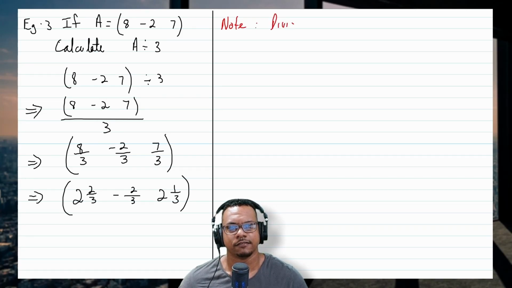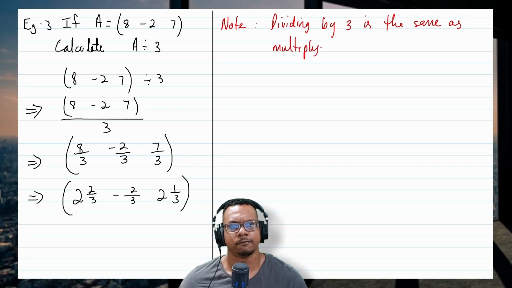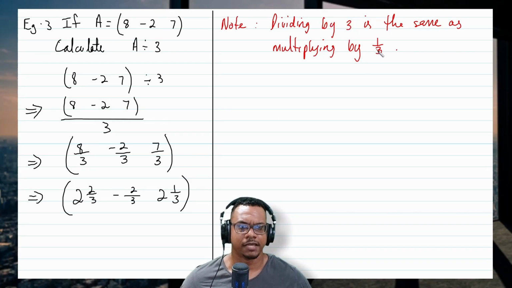Dividing by 3 is the same as multiplying by 1/3. All right, so anytime you have a question where you're dividing by a number, it is the same as multiplying by the reciprocal.